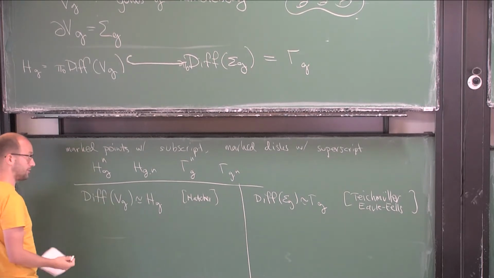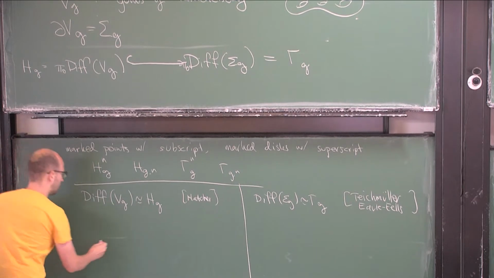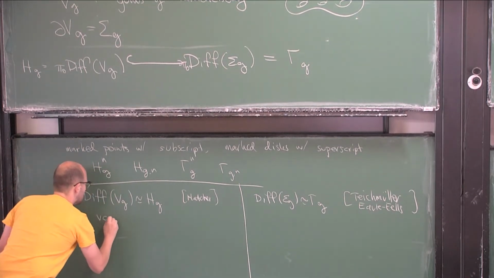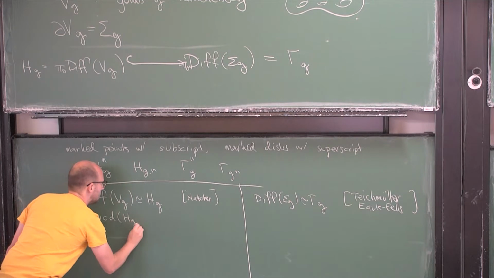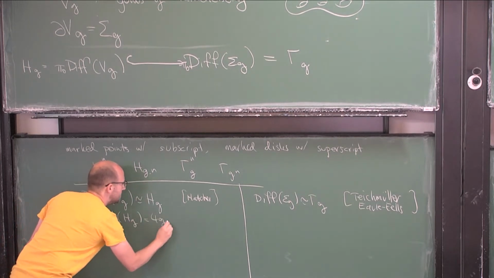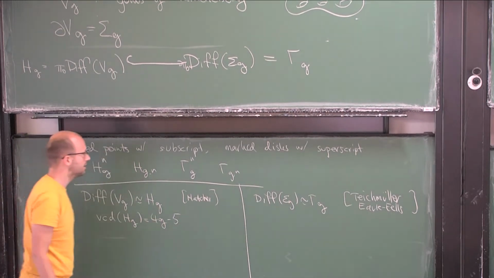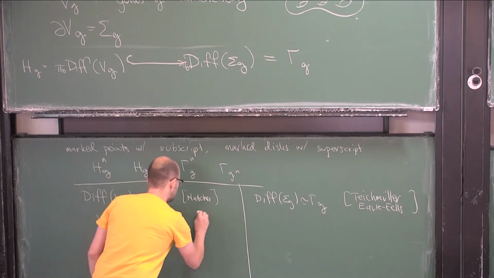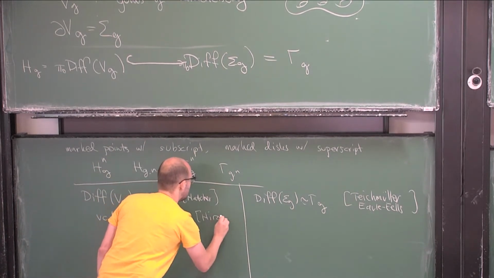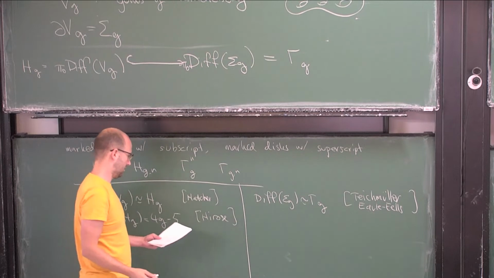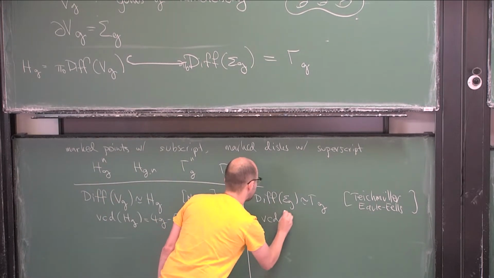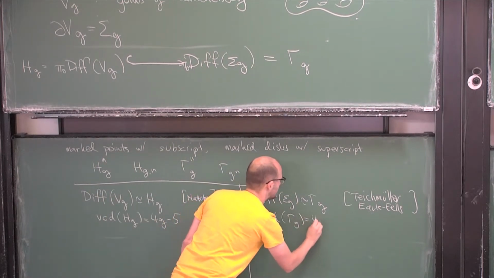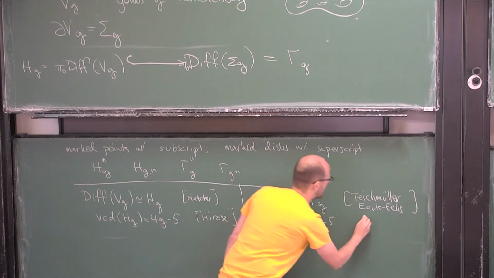The virtual cohomological dimension of both of these groups is known. The vcd of H_g is 4g minus 5, which is due to Hirose. And the vcd of Gamma_g is also 4g minus 5, which is due to Harer.